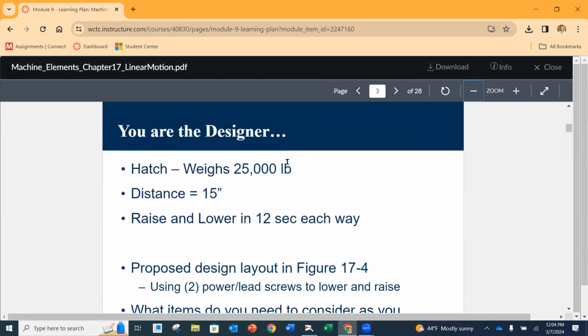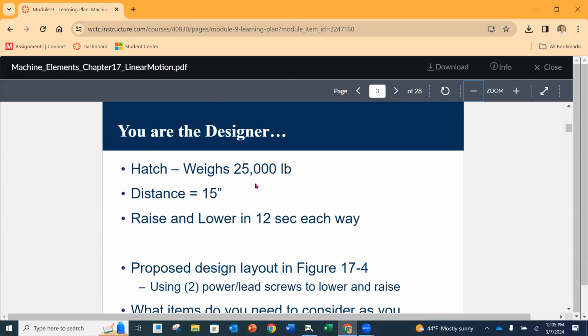So on page 643 at the bottom, you are the designer. This is a section that they always have at the beginning of our chapters. Sometimes we look at these, sometimes we don't. But today we're going to look at it because it's going to specifically apply to the application or the example problems that we're going to be looking at in our chapter.